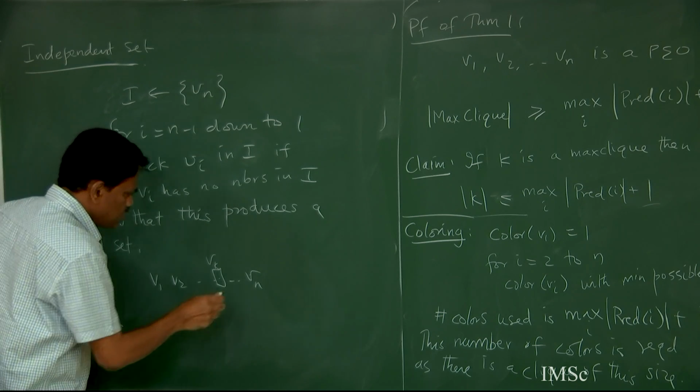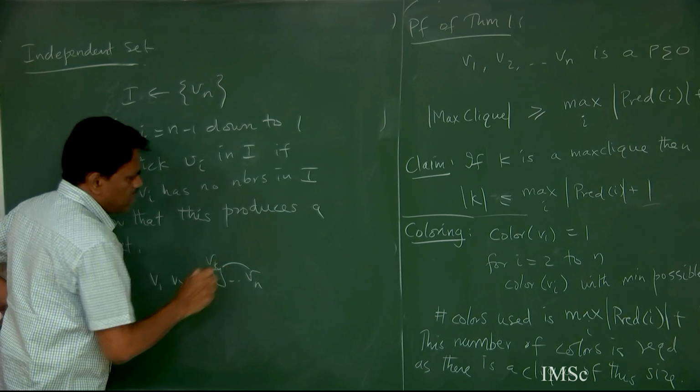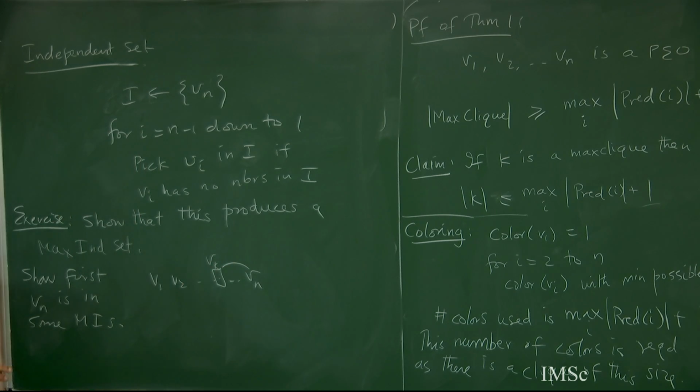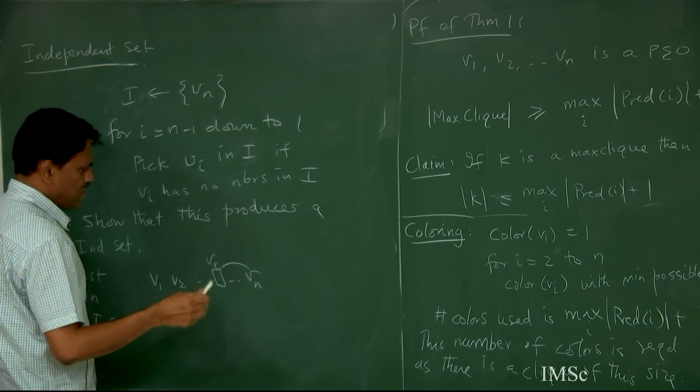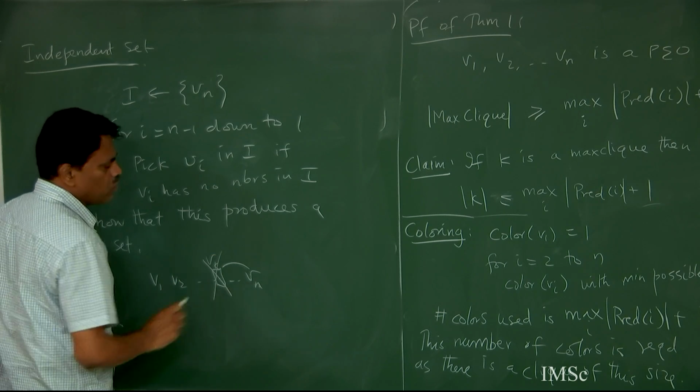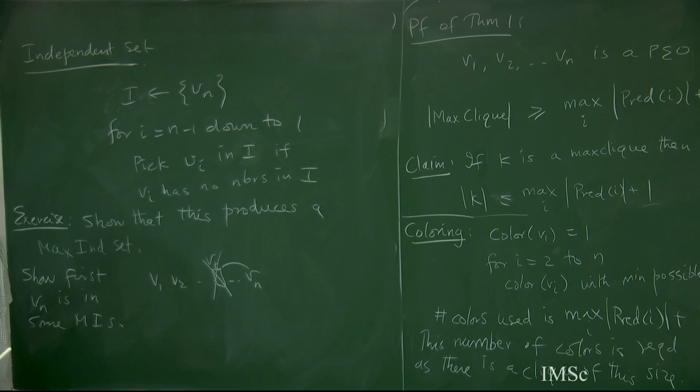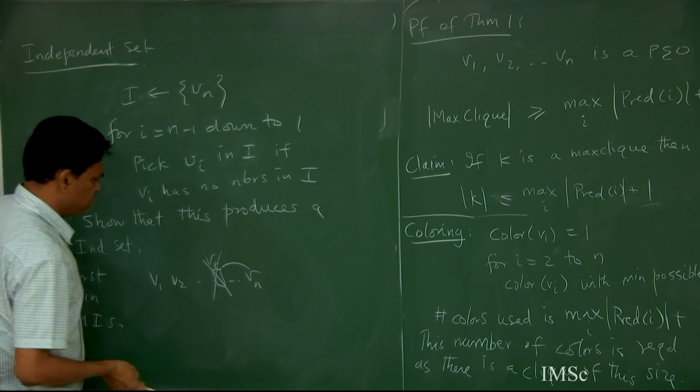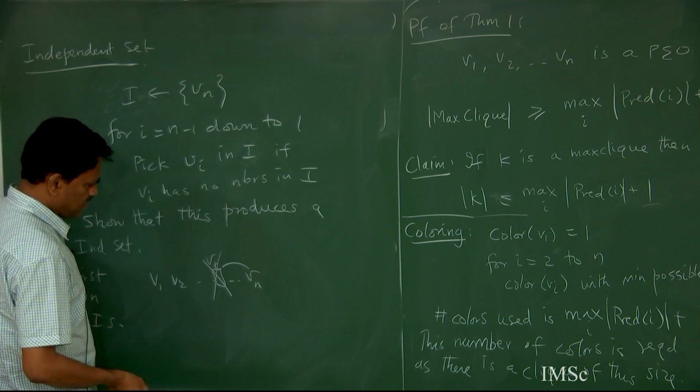Okay, so suppose V1, Vn and Vk are adjacent. Okay, there are two cases. If Vn and Vk are adjacent, I claim that I can just get rid of Vk and include Vn. I will get an independent set of the same size. Why is it an independent set? Why should it not be an independent set?